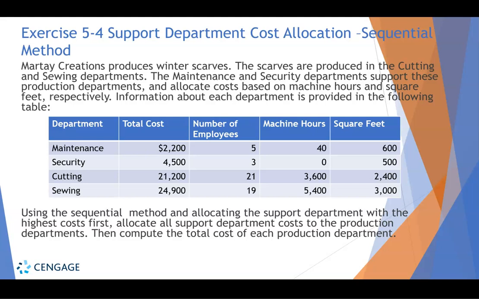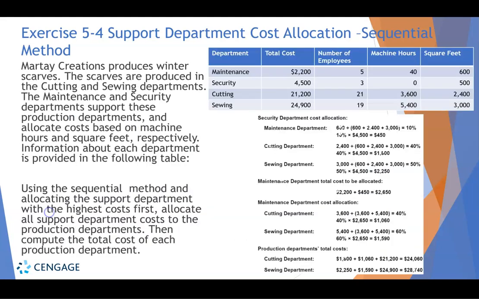Using the sequential method and allocating the support department with the highest cost first, allocate all support department cost to the production departments, then compute a total cost. So we know that the security department is $4,500 of cost. The maintenance department is $2,200 in cost. So we'll allocate the security department costs first since it's higher.